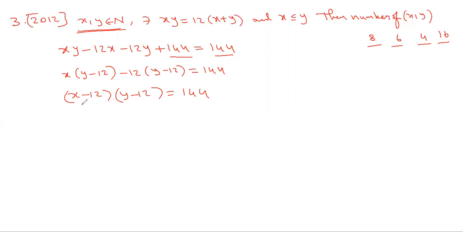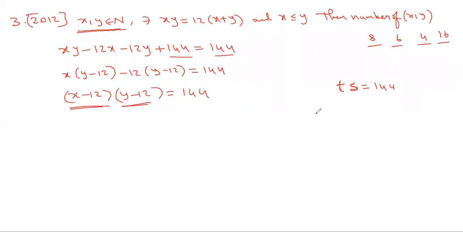But the minimum value for x should be 12. So instead of verifying the minimum value for x and maximum value for y and all those, let us write the possible values of x minus 12 and y minus 12. Let us treat this as t into s equal to 144, and t and s are both integers. Both should be natural numbers, because a natural number minus 12 is again a natural number. x and y should be natural numbers.